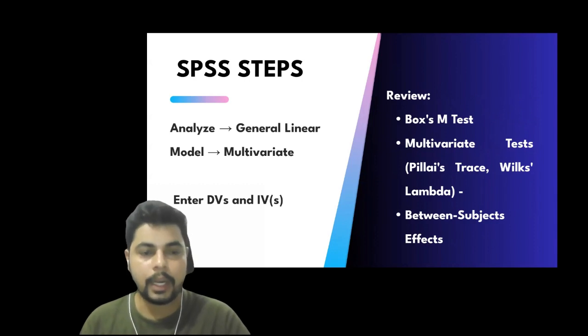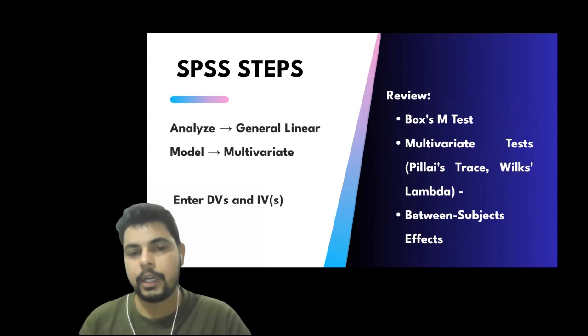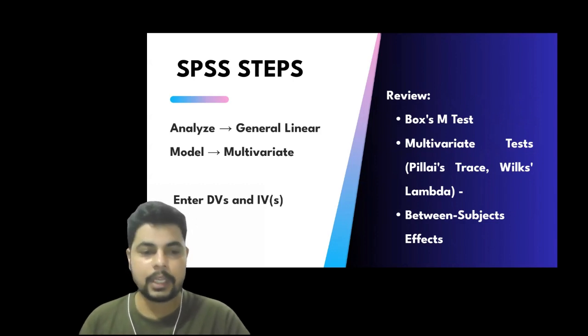One is that we go to Analyze again, then General Linear Model, and also run the multivariate. After we run the multivariate, we go to the SPSS output file. In the output file, we see the Box's M test, the multivariate tests, where there is the Pillai's Trace and the Wilks' Lambda, and the between-subjects effects. So here we are using the DV and IVs.